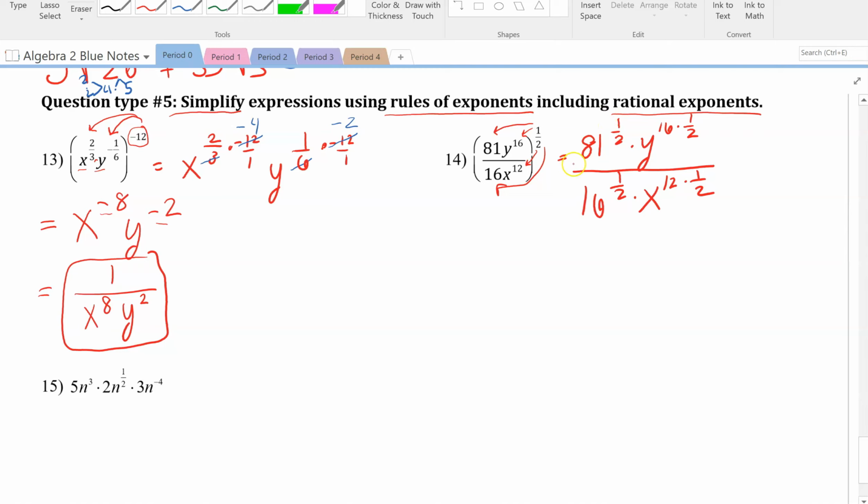So remember, 81 to the 1/2 is the square root of 81, right? And then 16 times 1/2 is 8, because that's like 16 over 1, and then I can divide 2 into 16 and get 8. And then 12 times 1/2 would end up being 6, because 2 goes into 12 6 times. So I have the square root of 81 times y to the 8th power over the square root of 16 times x to the 6th.